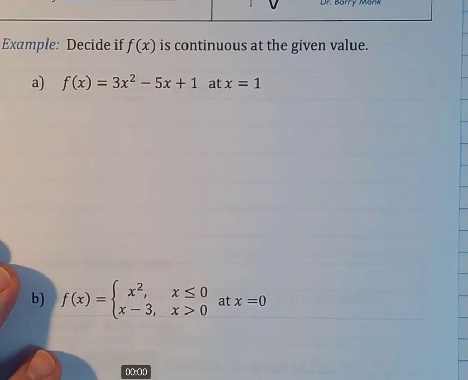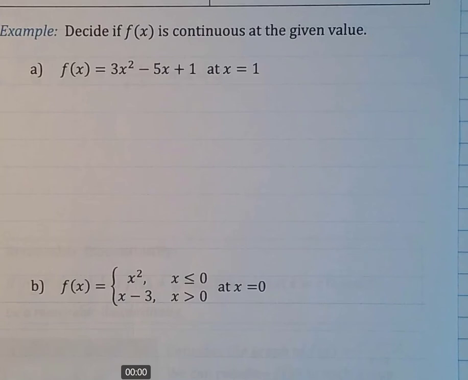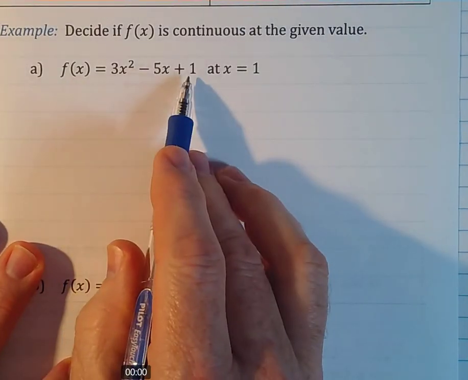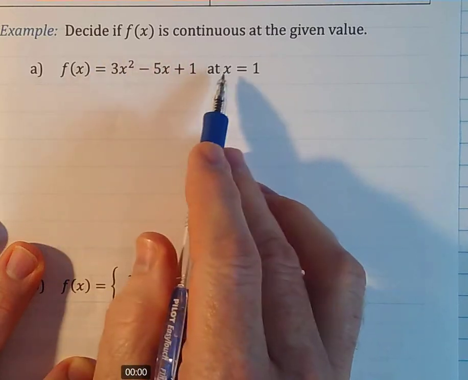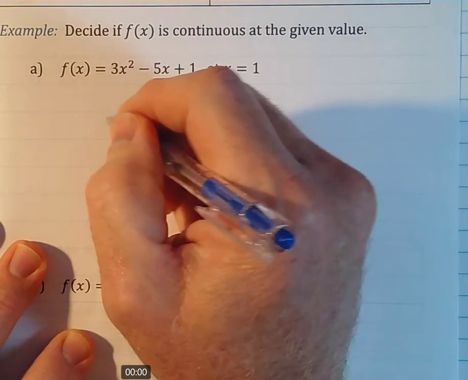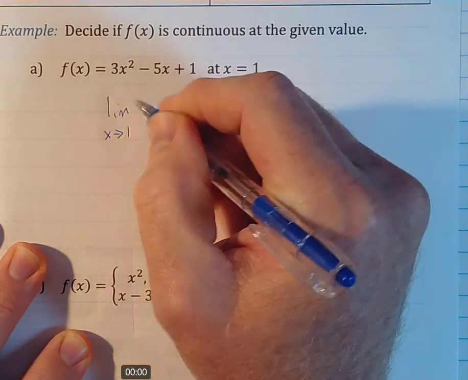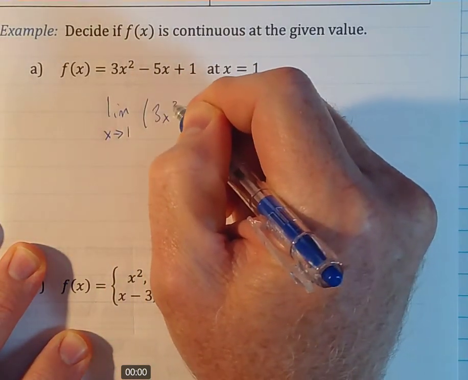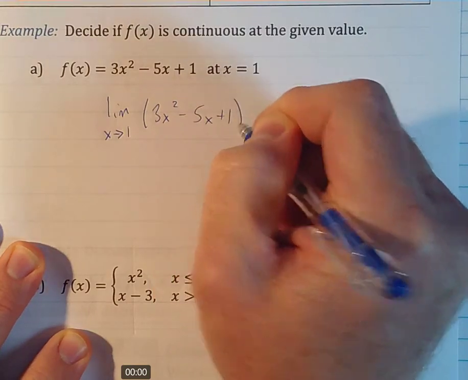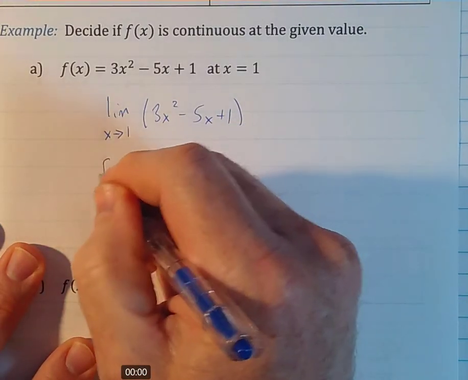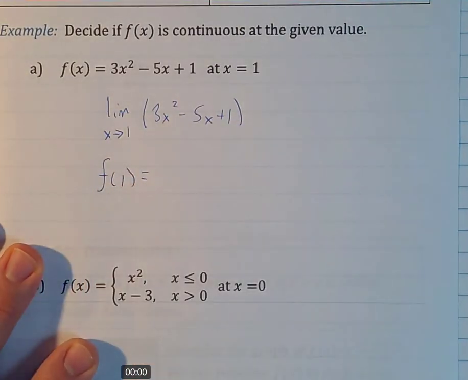Okay, so we're going to look at some examples here, and really the thing we're trying to figure out is, is this function continuous at the given value? So here we have f of x equals 3x squared minus 5x plus 1. I want to know, is this continuous at x equals 1? Well, the question is, if I'm trying to find the limit as x approaches 1 of this function right here, does that limit exist? And does that limit equal f of 1?